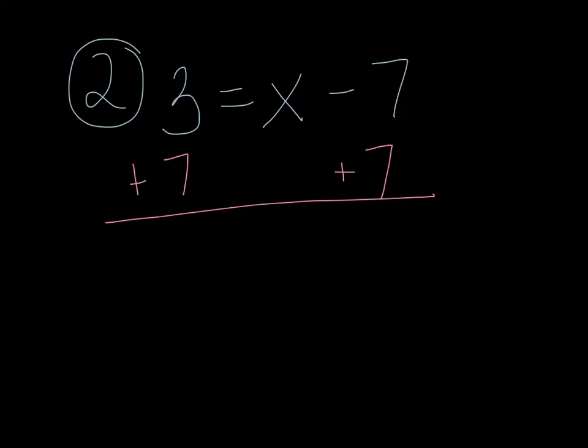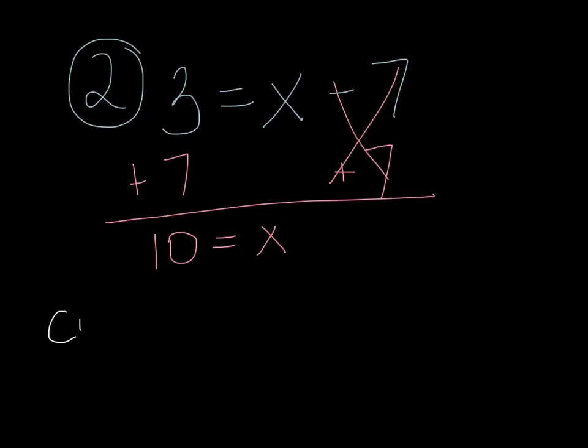Now, minus 7 and plus 7 cancel each other out to nothing. Now I have 3 plus 7, which equals 10. And all that I have left, like I wanted, is x on the other side. So yes, x is isolated now.